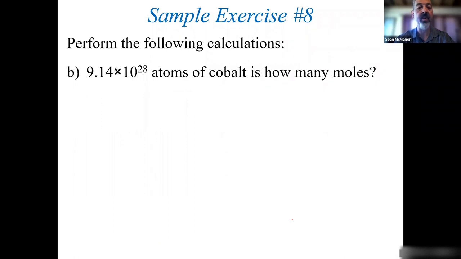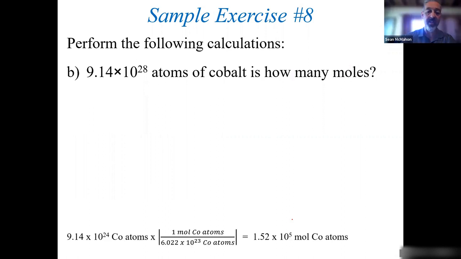I have 9.14 times 10 to the 28 atoms of cobalt. How many moles of cobalt? So this time I'm going to flip and I'm going to have the number of atoms. I need to cancel the number of atoms on the bottom. So the 6.022 times 10 to the 23rd goes in the bottom per 1 mole. And that leaves me with 1.52 times 10 to the 5 moles of cobalt atoms.